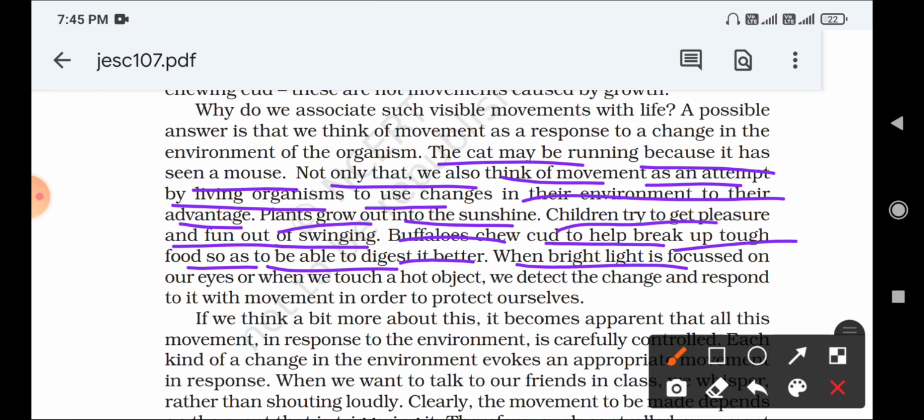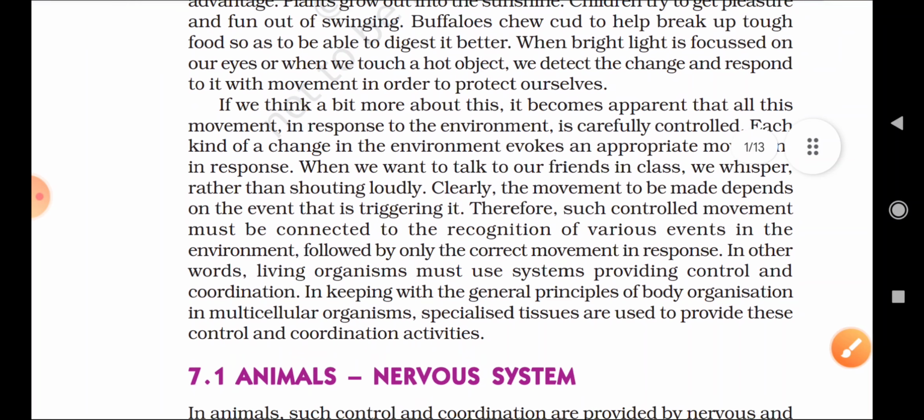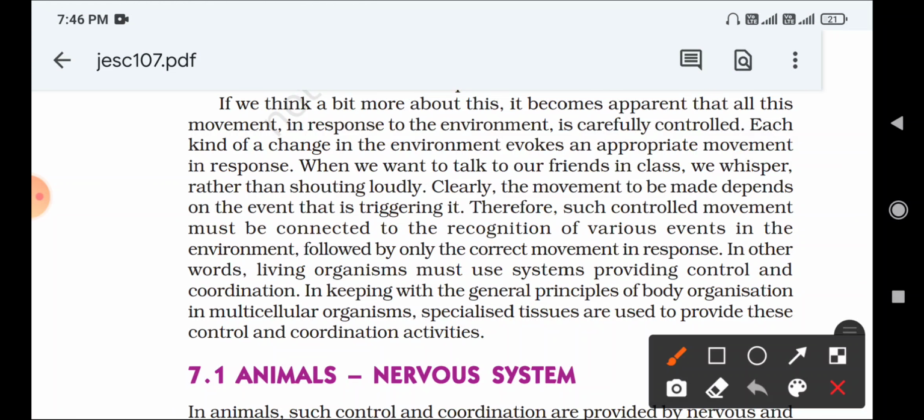When bright light is focused on your eyes, or when we touch a hot object, we detect the change and respond with movements in order to protect our cells. When a flashlight or very strong sunlight falls on our eyes, or we touch a hot object, we suddenly respond, so as to protect ourselves. These activities are done very fast and are not related to growth.